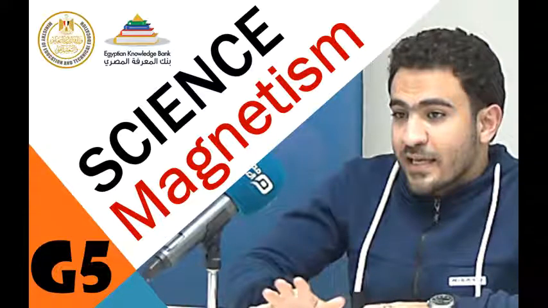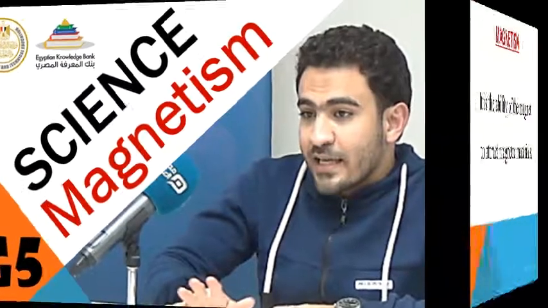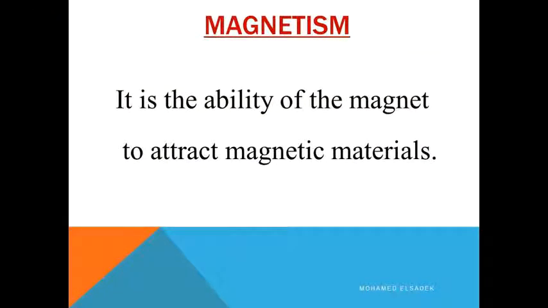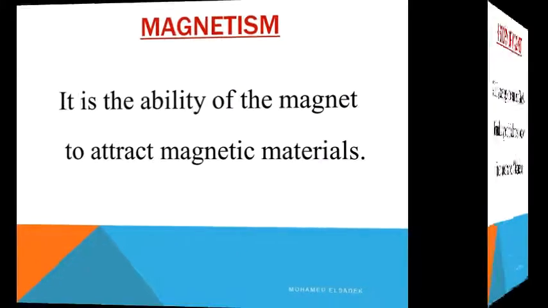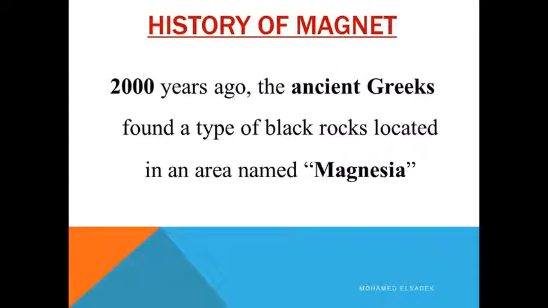Today we will continue our science lesson about magnetism. What is the definition of magnetism? Magnetism is the ability of a magnet to attract magnetic objects. So let's start to study the history of the magnet.